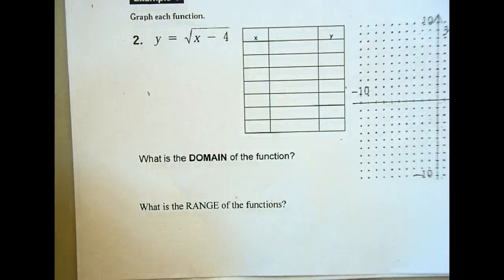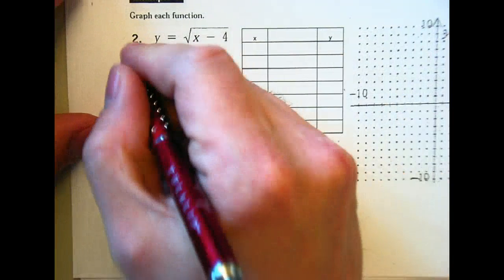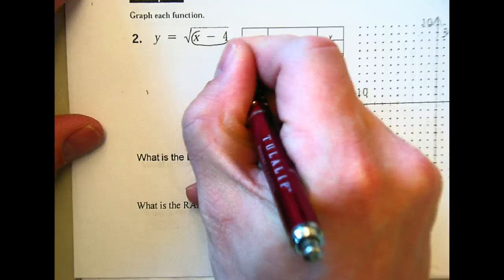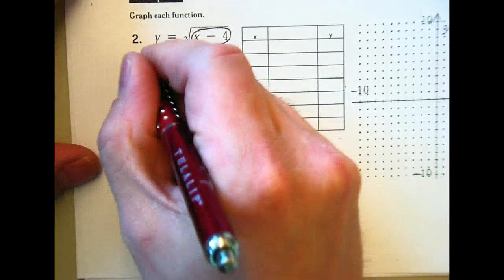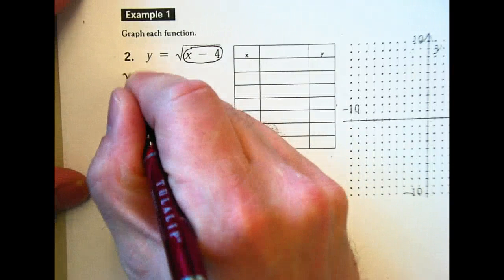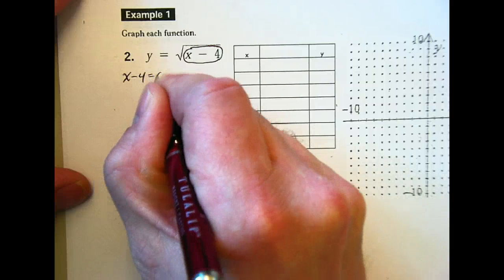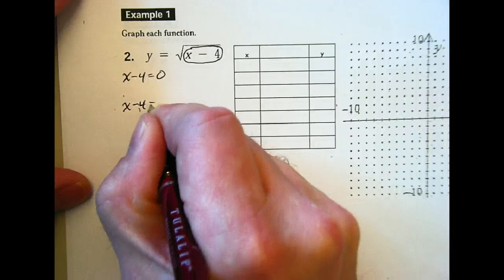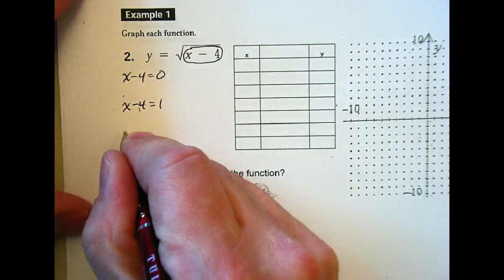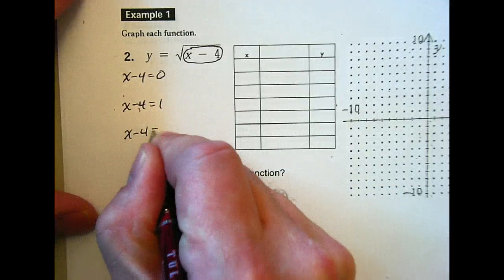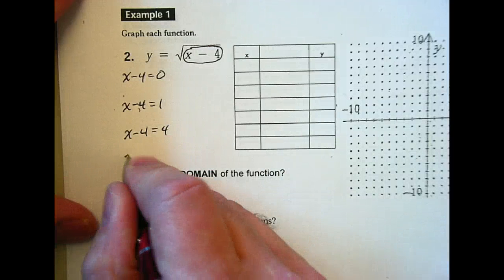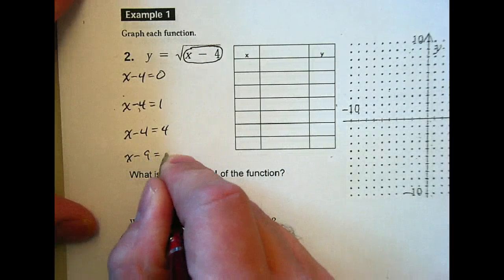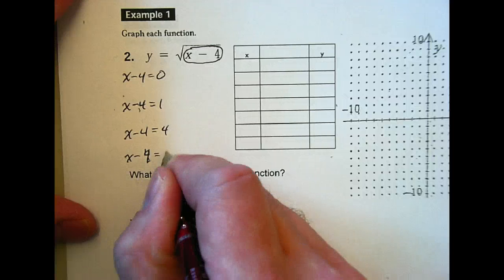Let's see how we did here. Let's recall, what do we want x minus 4 to equal? 0. We want it to equal 0. Yes. We want it to equal what else? 1. X minus 4 to equal 1. What else do we want it to equal? 4. And what else? 9. X minus 4 equal 9. All right.